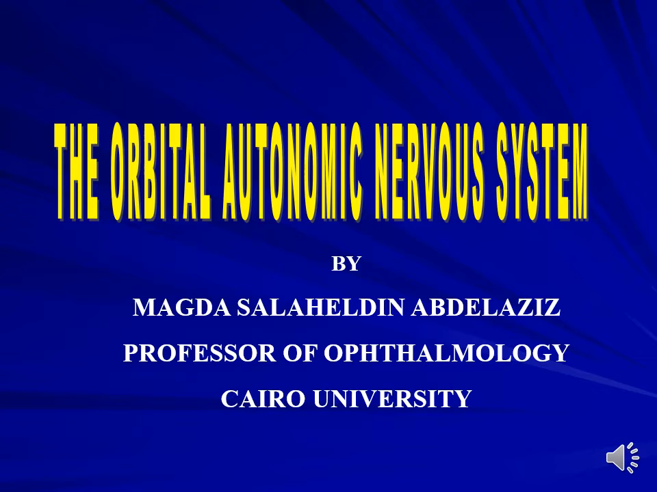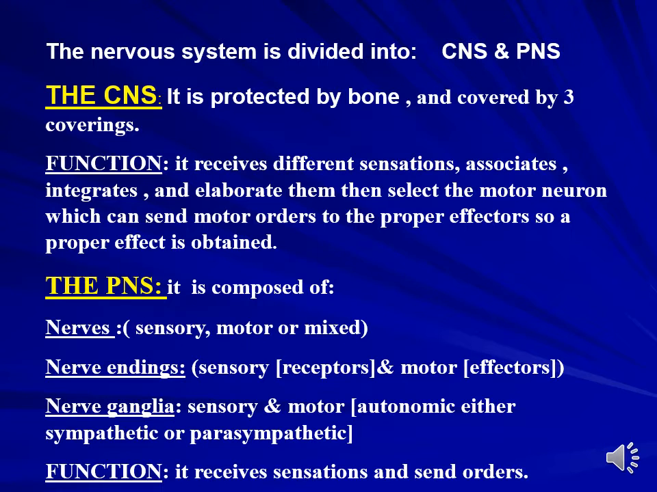This lecture is about the anatomy of the orbital autonomic nervous system. We are going to discuss the autonomic nerve supply to the orbit and to the globe. First of all, we are going to give an introduction about the anatomy of the nervous system.